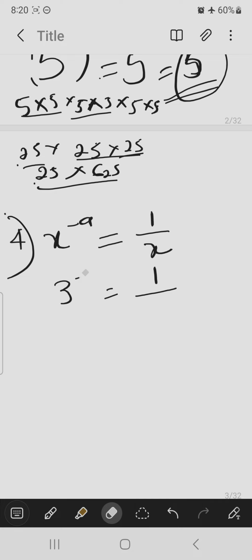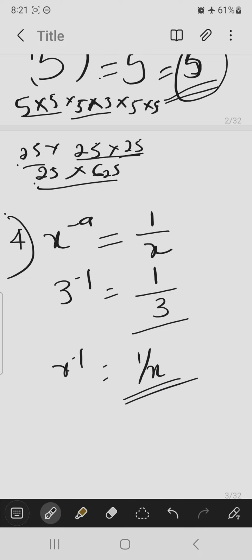So let's say this one is raised to power 1. This one is going to be 1 over 3. That's what it means. Like you said, x to the power minus 1 is equal to 1 over x. Just like that.